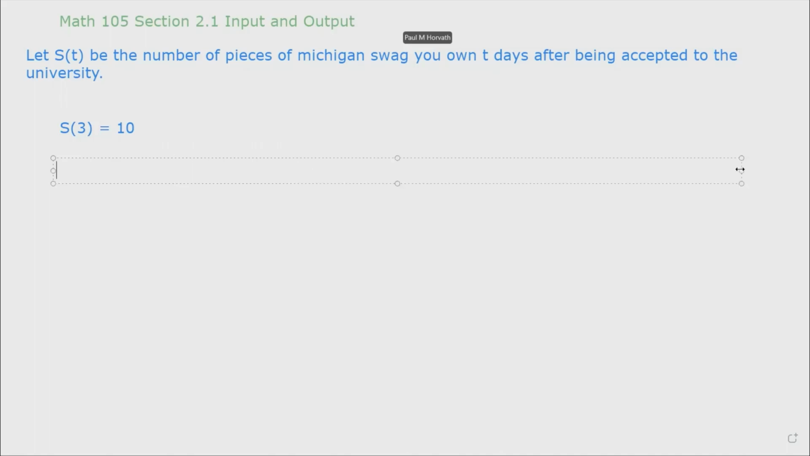And we can interpret this: 3 days after acceptance to U of M, we own 10 items of swag. I guess Michigan swag.